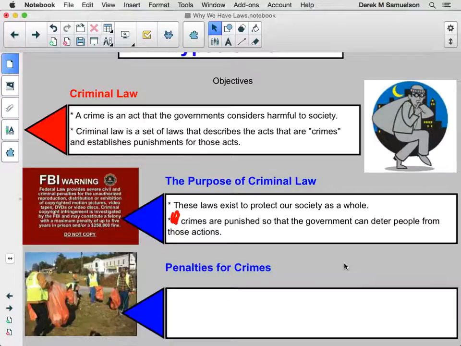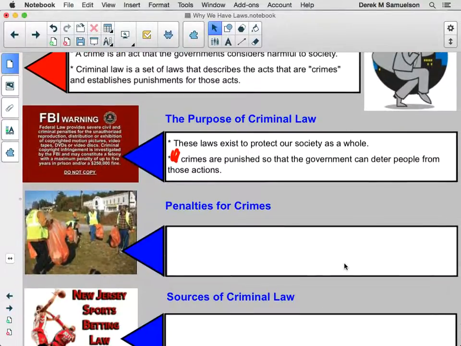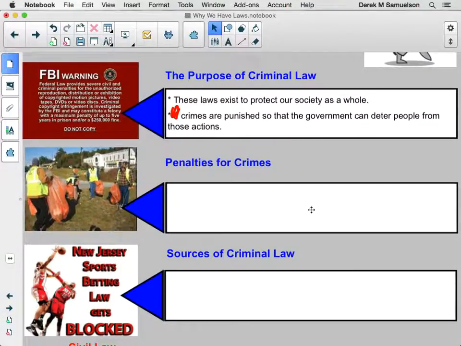The idea of punishing people for crimes is linked into this idea of deterrence. Crimes are punished so that the government can deter people from those actions. That is, convince people not to do them in the first place. Somebody knows that they will be punished for breaking into a house, they're less likely to break into the house. That is why we have that criminal punishment.